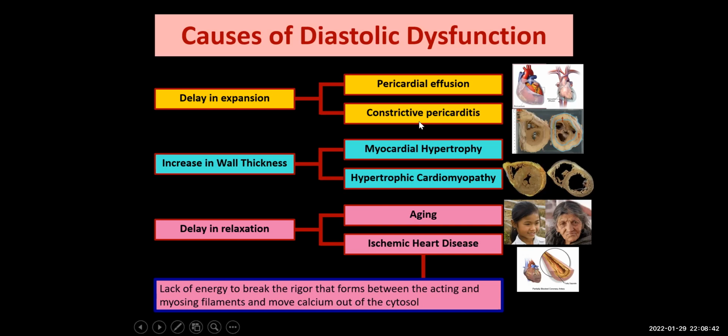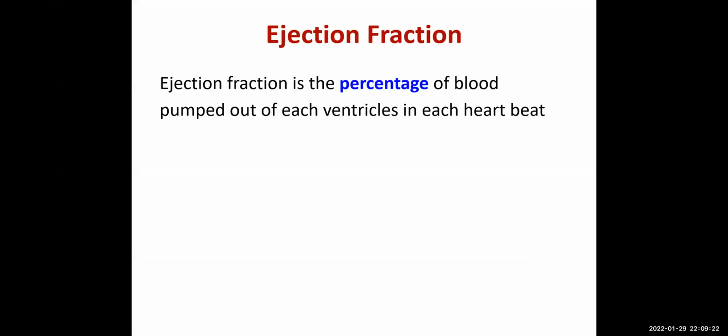Constrictive pericarditis is another cause which happens in certain diseases like in tuberculosis of the heart. Increased wall thickness, myocardial hypertrophy, and hypertrophic cardiomyopathy. Now, what you see over here, this is the normal heart, and you see the chamber size. It is so big, the cavity is pretty big, whereas because of muscle hypertrophy over here, there's just no space inside the heart, right? And that is why the cardiac filling is impaired. Delay in relaxation most commonly happens in aging and ischemic heart disease, right? So that was a quick explanation of the causes of diastolic dysfunction.